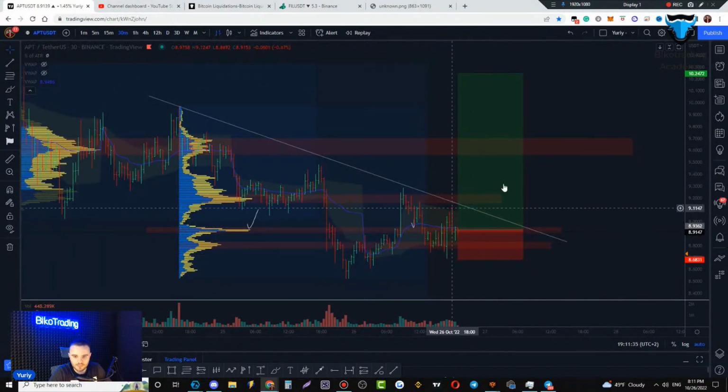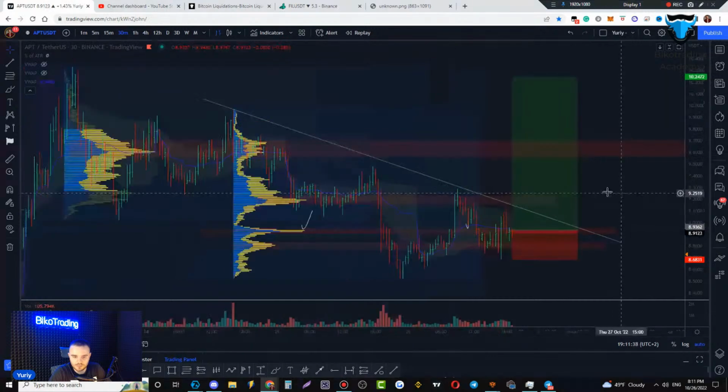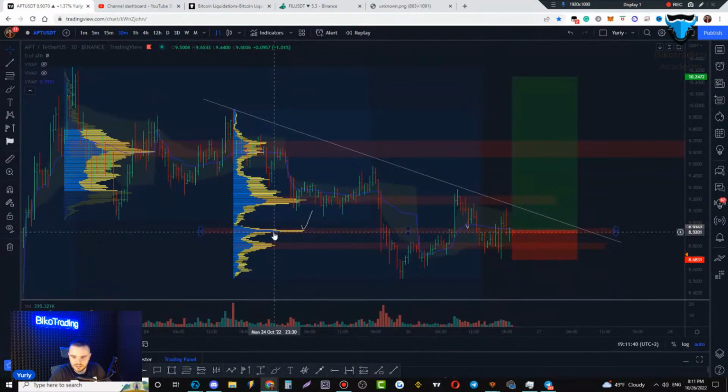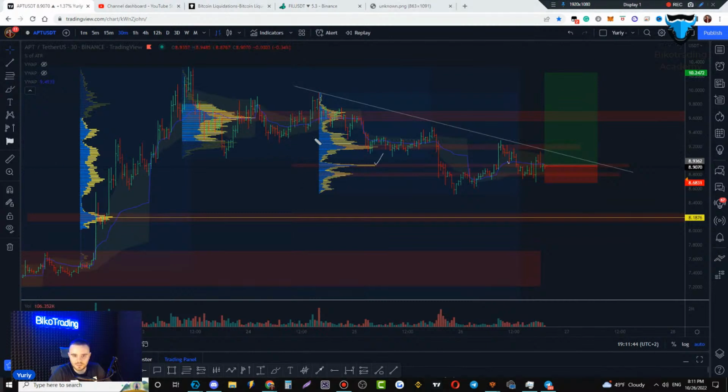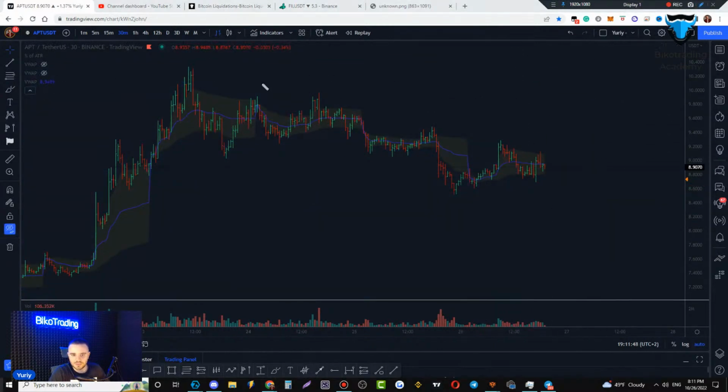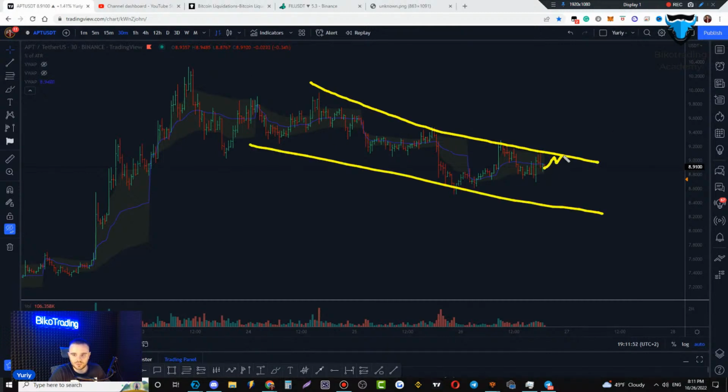Okay, about APT at this moment. APT at this moment is exactly at this significant size. Globally, APT at this moment does this local drop. And when this channel is broken, APT could start to continue this pump.